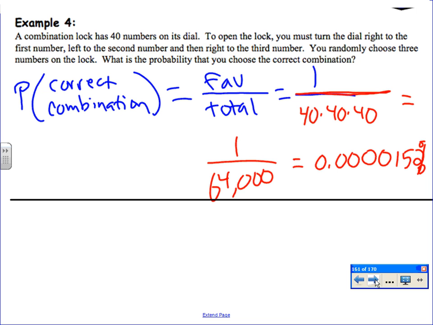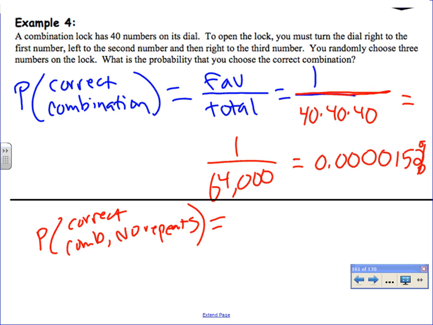Okay, and there was something else on example 4 that I wanted to ask you about. So let's start in your notes on page 22. Underneath where we wrote some work down on page 22, example 4, I want to give you one more part to that, okay? So I'm going to ask you now, what is the probability that you're going to get the correct combination if you cannot have repeats? So I want you to write down somewhere underneath example 4, correct combination, and I'm going to put here no repeats. So very similar to what we discussed yesterday, but now I'm going to take away the option of repeating.